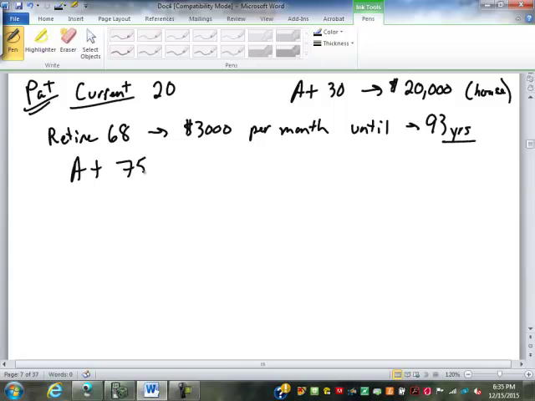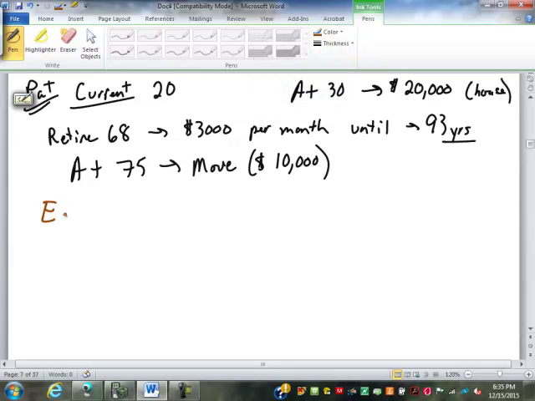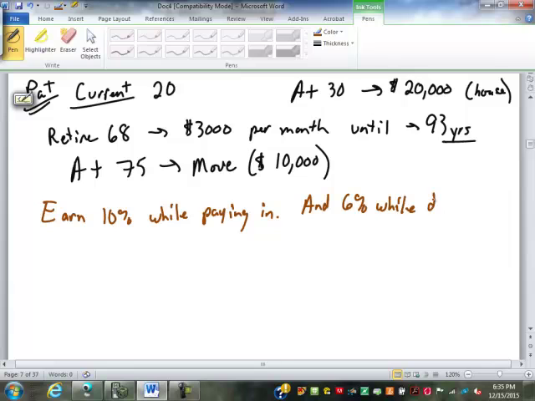At 75, he's going to move, and it'll take $10,000 for him to make his move. Pat will earn 10% while paying in, and 6% while drawing out.